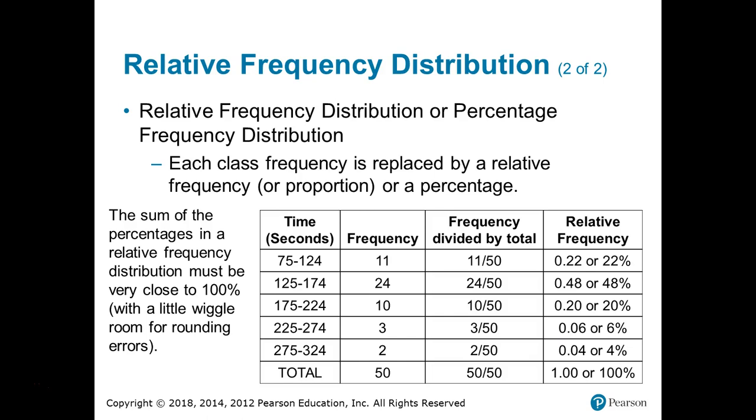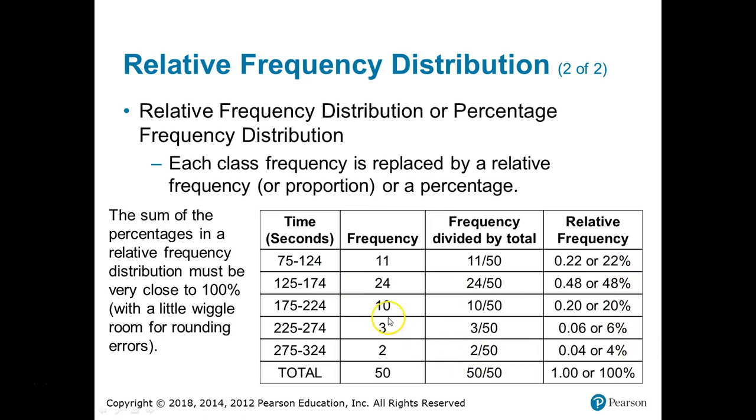So this isn't rocket science. So each class frequency is replaced by a relative frequency or a percentage. It can be either way for a relative frequency distribution. So these two columns are what we got previously. So if you want to get the relative frequency as a decimal, we just take the 11, divide it by 50. Why 50? That's the total number of data values. And then we get 22% of all data values fall between 75 and 124. 48% of all data values fall between 125 and 174. And then we just continue that down.